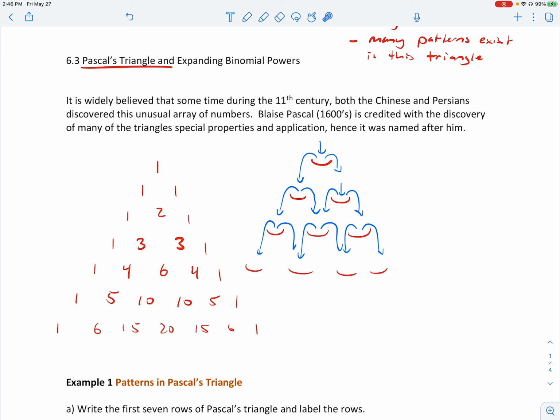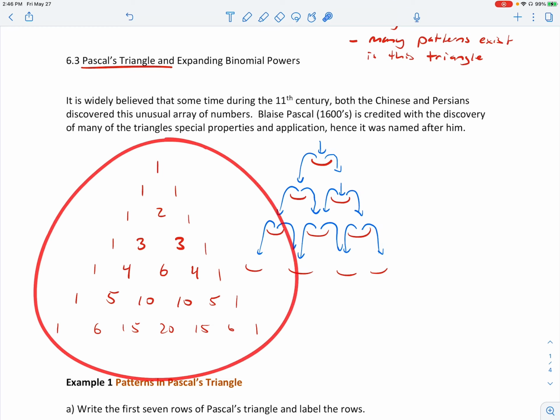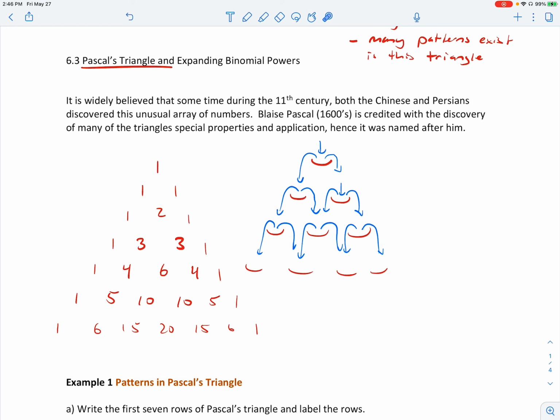You might have also noticed there's some symmetry within the triangle. Notice the numbers go from 1 and they go up to 20, and then they go back down to 1 again. So the numbers repeat, and they are symmetrical. This is called Pascal's triangle, and it continues on for infinity.